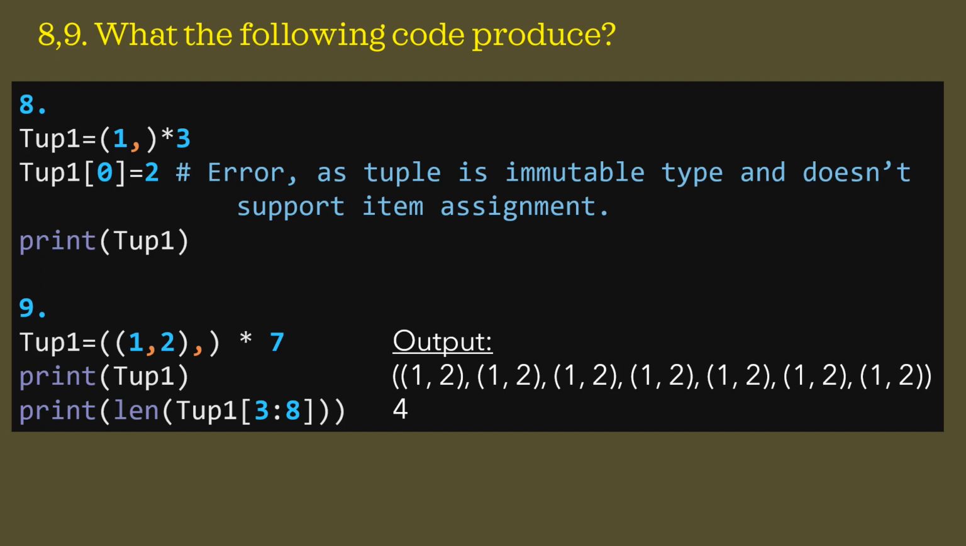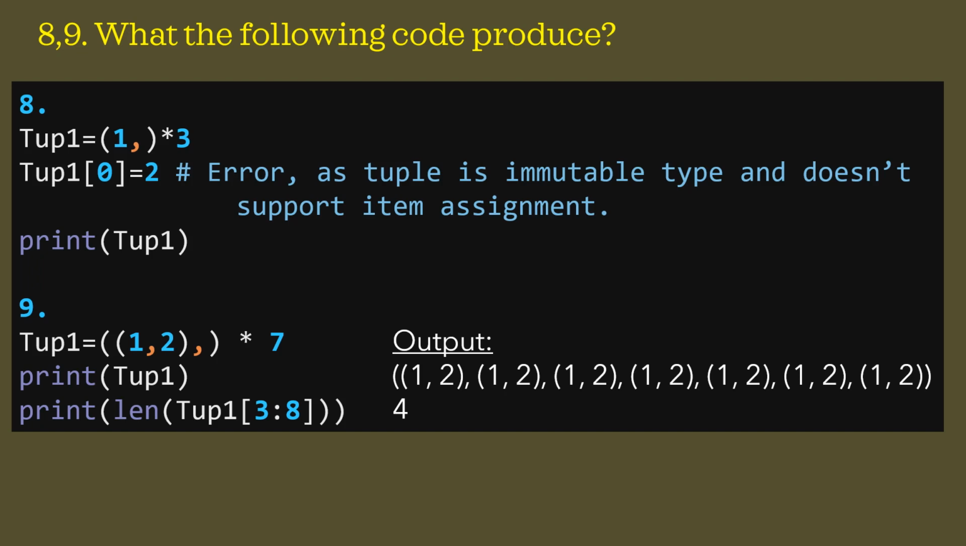Now question number 9 is tup1 is equal to 1 comma 2 in the form of a tuple, because a comma is given after that, into 7. So now tup1 will be a tuple having 7 elements, where 1 comma 2 will be repeated 7 times. If you print tup1, you can see the output is 1 2 in brackets, repeated 7 times. That means tup1 of 0 is 1 comma 2, tup1 of 1 is again 1 comma 2, like this till index number 6.